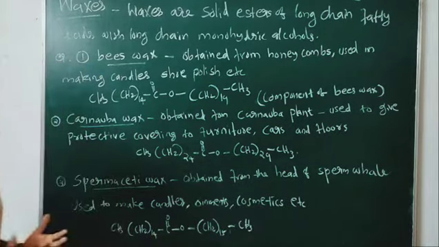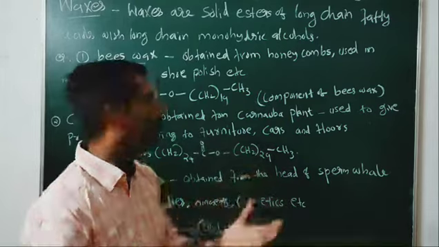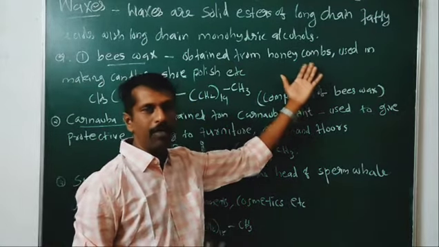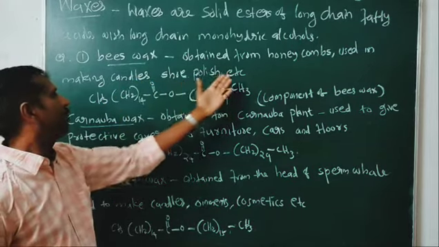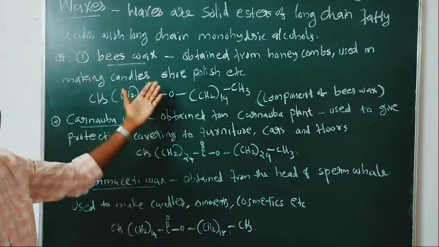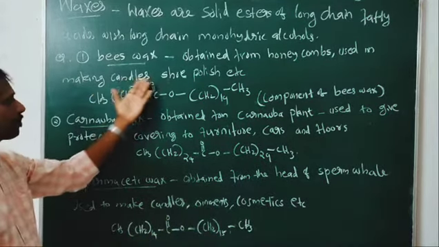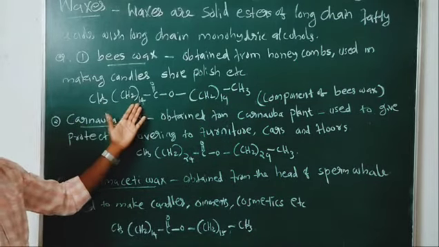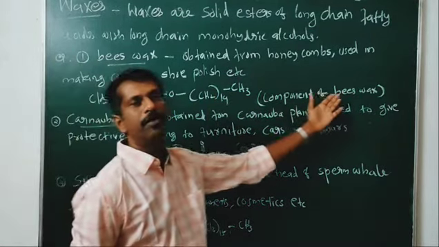Now examples for waxes. The most common and familiar wax is beeswax. The first example for wax is beeswax, obtained from honeycombs. It is used in making candles, shoe polish, etc. Now look here, a component of beeswax: CH3, CH2 14 times, COO, CH2 90 times, CH3. This is a component of beeswax.